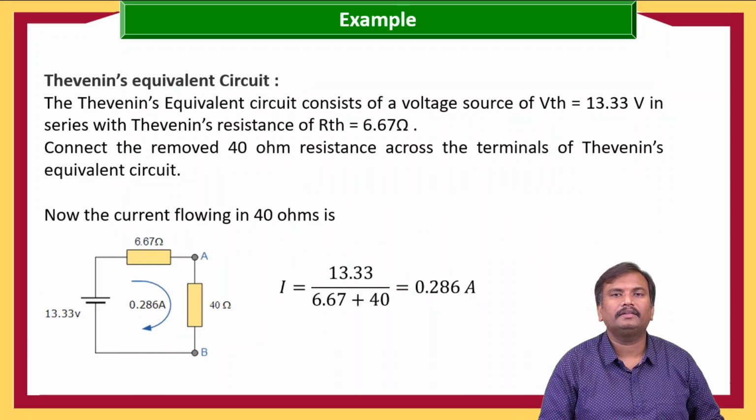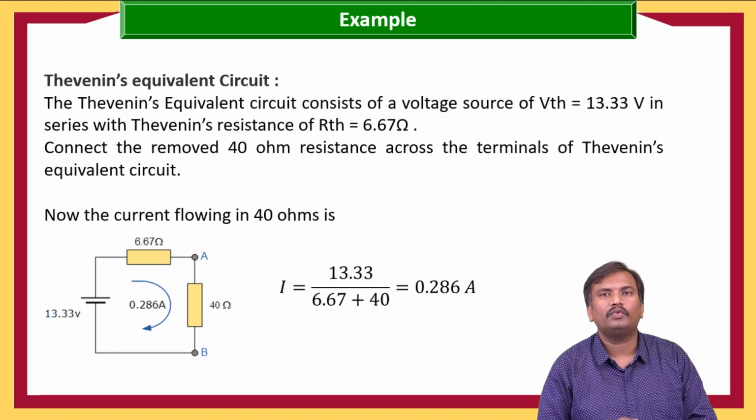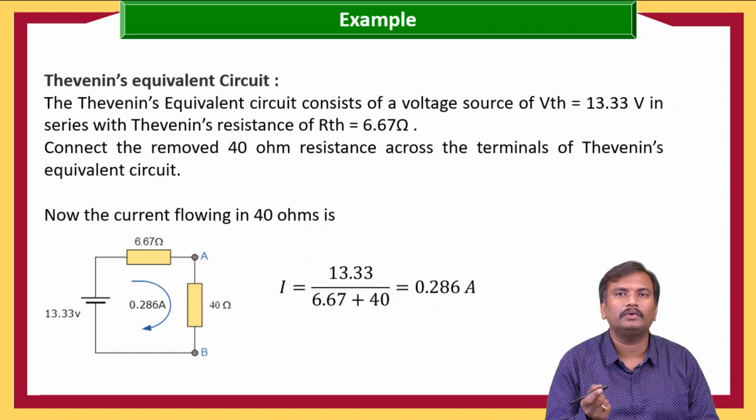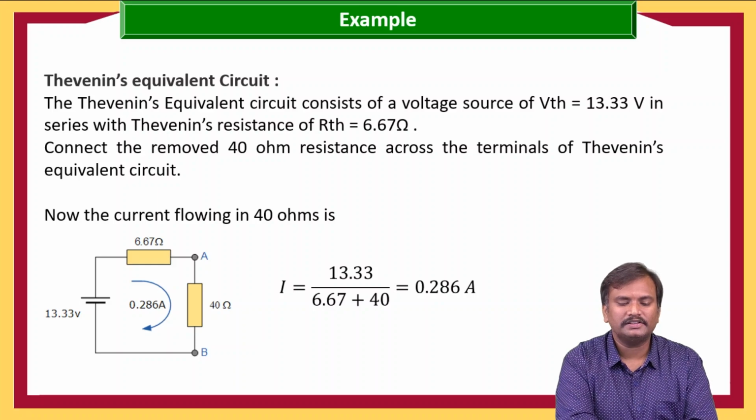And then we need to calculate our final required output, which is the current flowing through the 40 ohm resistance. So whatever load resistance was removed, we have to add back to the Thevenin circuit. Here this is the Thevenin voltage 13.33, and here we got the equivalent resistance 6.67 ohms, and here the load resistance is 40 ohms.